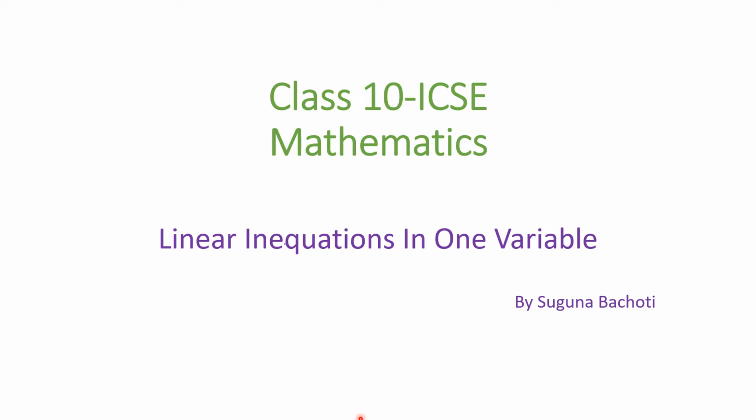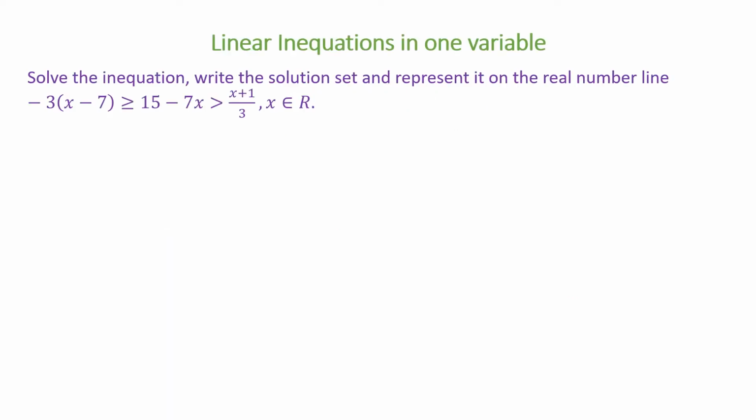Let's start with linear inequations in one variable. The first question that I have taken is: solve the linear inequation, write the solution set and represent it on the number line. Here in this question you have two inequalities. In such a situation we will deal part by part, that is we will take the first two together and the second and the third one together. So let's start with this.